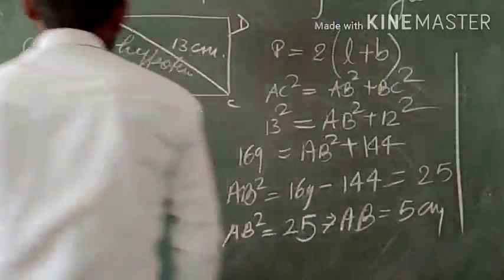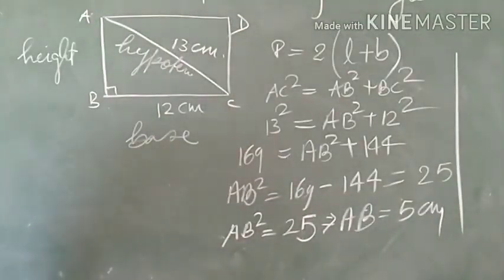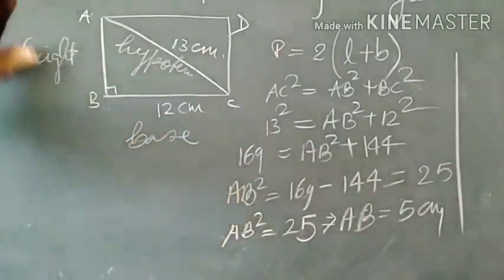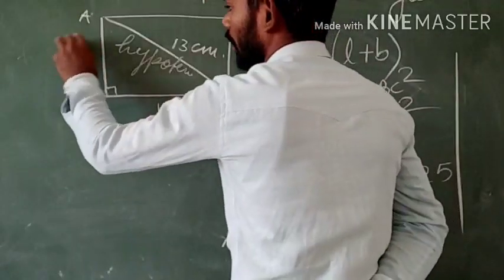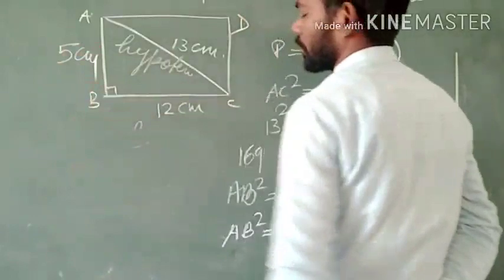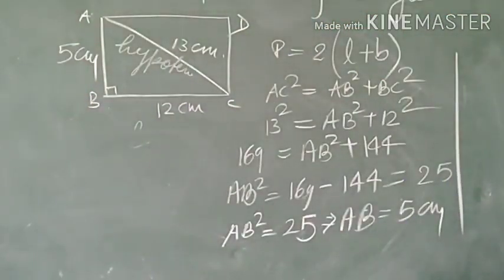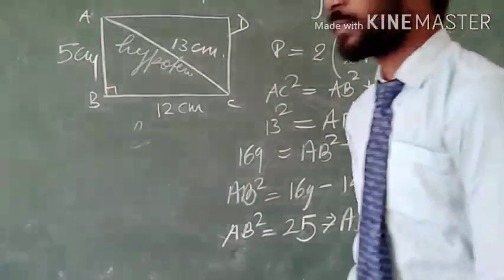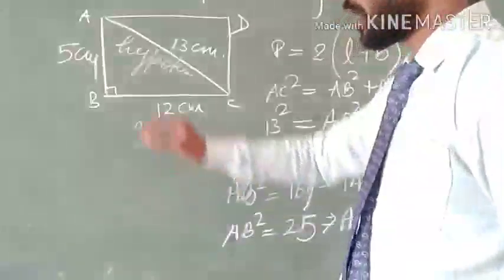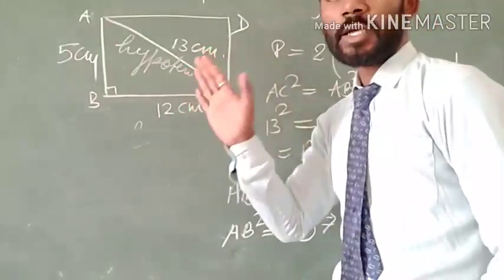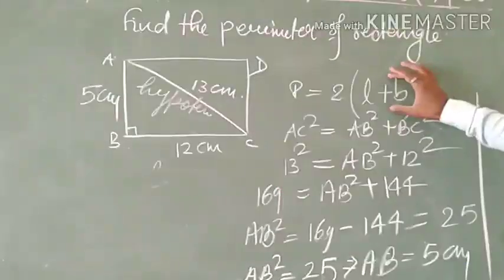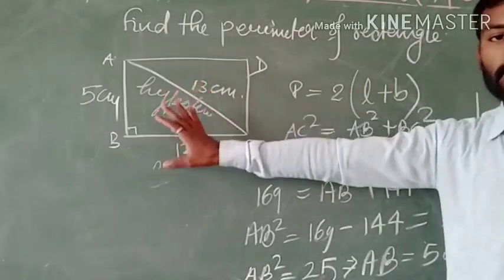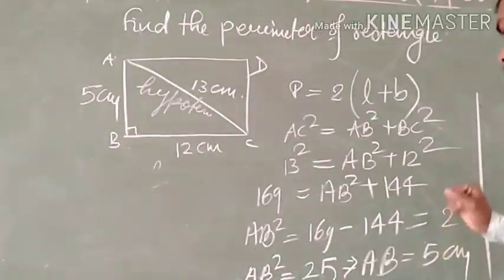So what is AB? AB is the width of the rectangle, and here we find it as 5 centimeters. Okay, so now the requirement of the question has been completed, that we have to find out the width of this rectangle in order to find the perimeter of the rectangle. Now we can apply the formula to find the perimeter of this rectangle. Now let us see.